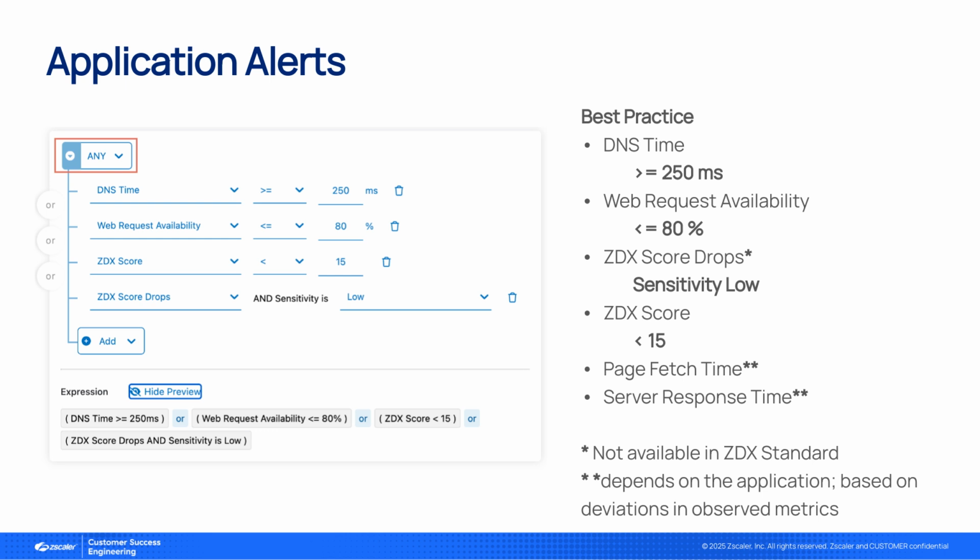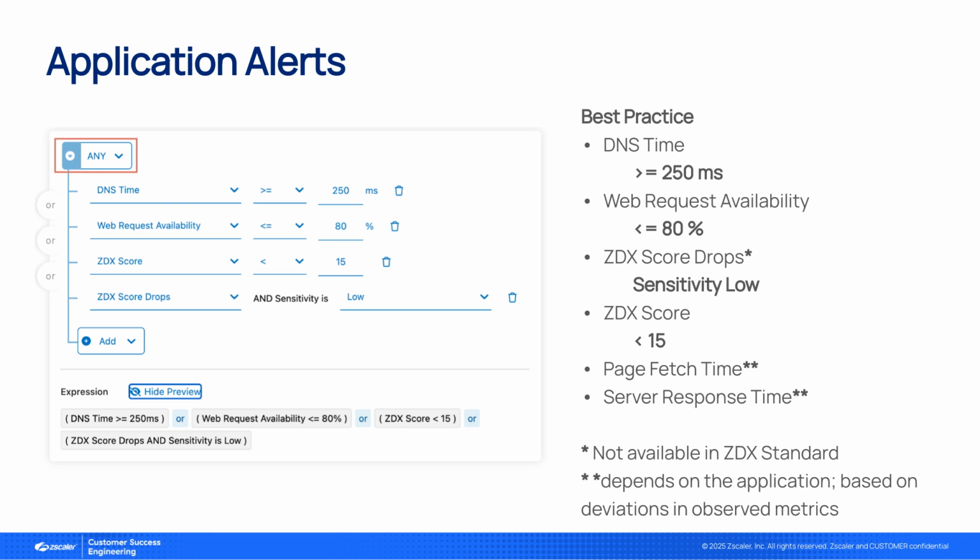The first of these is application alerts. These are used to monitor application availability and experience. Application alerts are associated with a single configured application and web probe. For these, we recommend starting with the following settings to detect application slowness and experience issues. First, logic should be set to any so that the alert triggers if any of the criteria is matched.